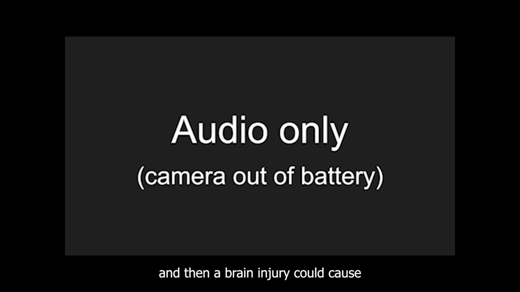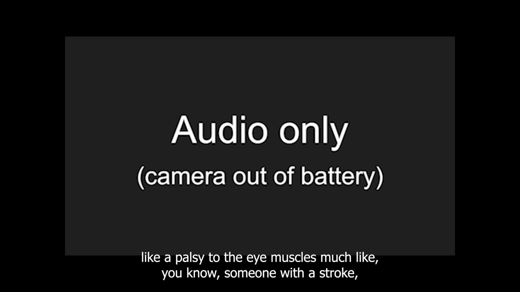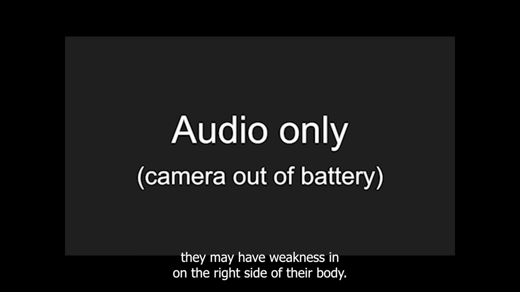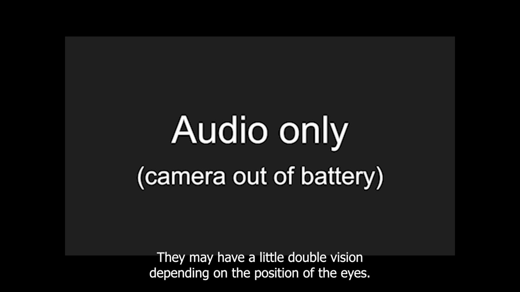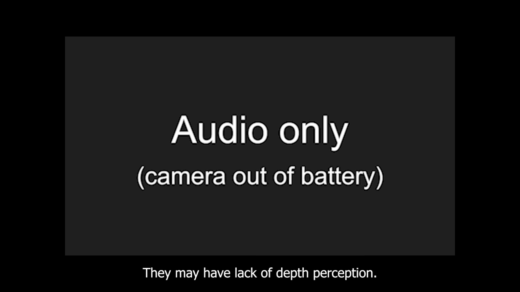And then a brain injury could cause a palsy to the eye muscles, much like someone with a stroke may have weakness on the right side of their body. Well, that can also happen with the eyes. These other images show how someone who is having difficulty coordinating those eye movements may have a little double vision depending on the position of the eyes. They may have a lack of depth perception, so rather than seeing things in 3D, it may look a little more 2D, for lack of a better word.